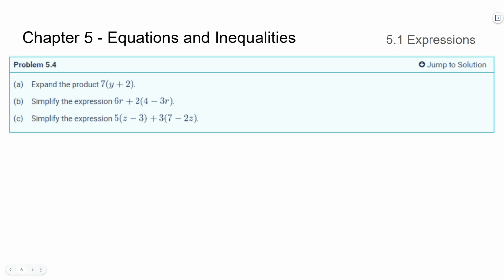Okay, so problem 5.4. Let's expand this. We remember our distributive property, so we'll distribute this out. This would be 7y plus 14. Okay, and it looks like it's simplified already. Simplify the expression 6r plus all of this. Let's first distribute this too. So 6r plus 8.